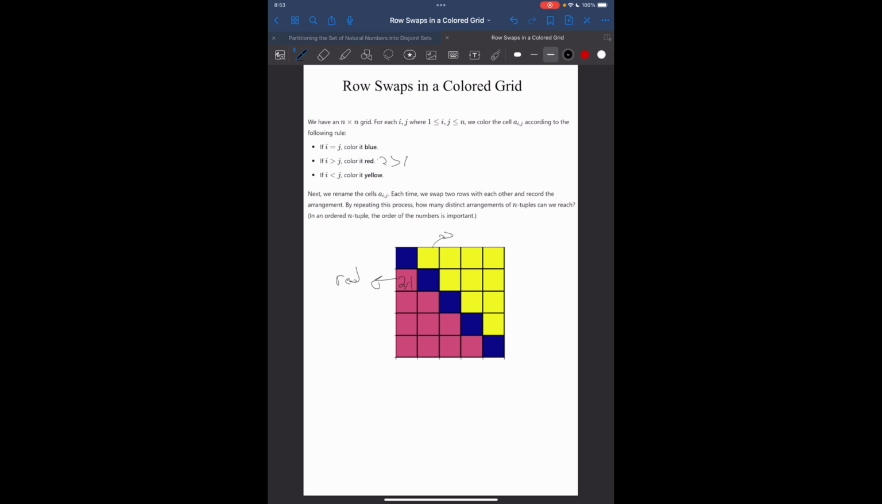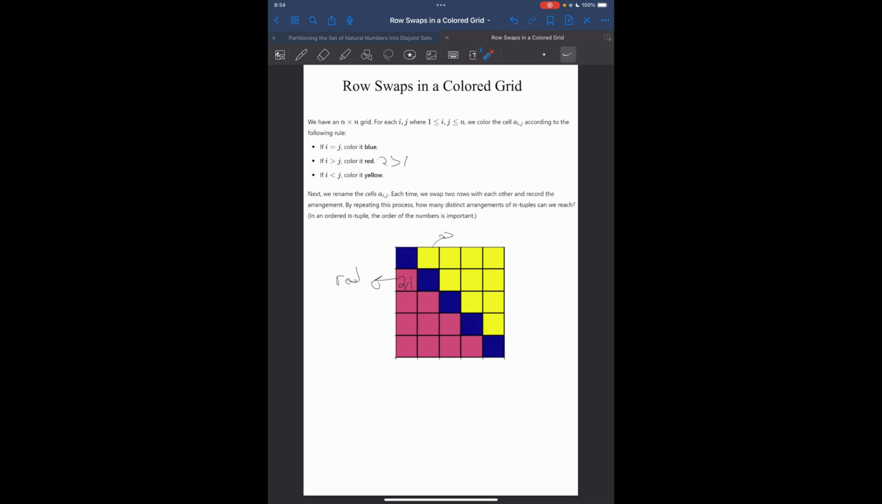Now at each step, I'm going to swap two rows. Like I'm going to swap this with this, and the next one, I'm going to swap, for example, this with this, and so on. For each configuration that I get after swapping, I look at the colors of the diagonal. The question is basically asking how many different configurations I would get just for the diagonal.